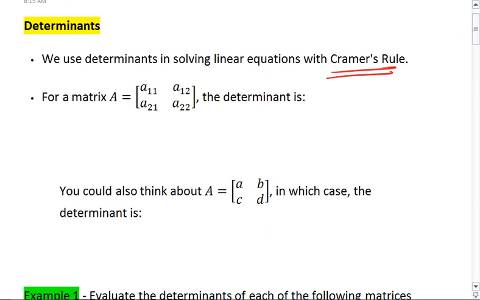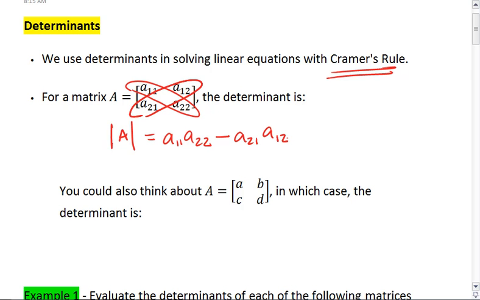The way we find a determinant is, if we have matrix A, which equals A11, A12, A21, and A22, then the determinant, which we write with notation that looks like absolute values, the determinant of A, we get by taking A11 multiplied by A22 minus A21 multiplied by A12.